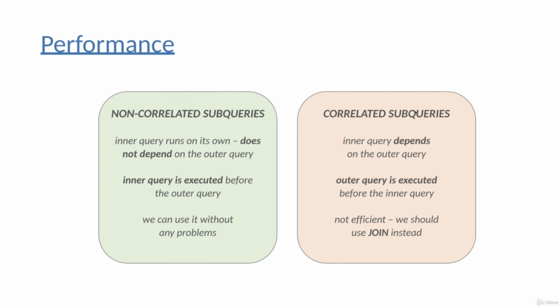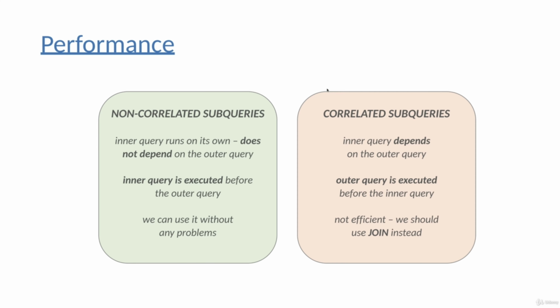In the previous lectures we have been talking about non-correlated subqueries and correlated subqueries, and in this lecture we are going to talk about the performance-related issues. As far as non-correlated subqueries are concerned, they are working quite fine. We have been talking about how the inner query runs on its own and doesn't depend on the outer query, and this is why non-correlated subqueries are working quite fine. The inner query is executed before the outer query, and we can use it without any issues.